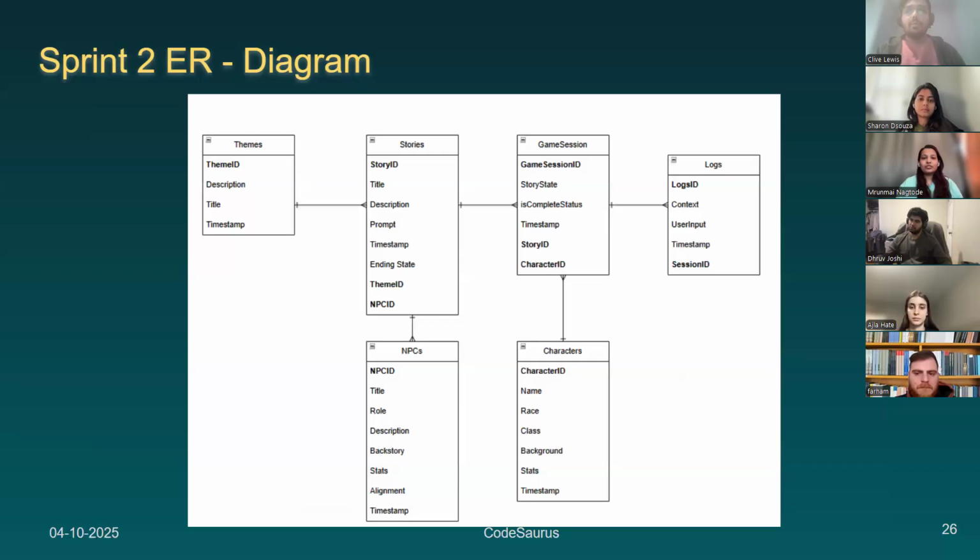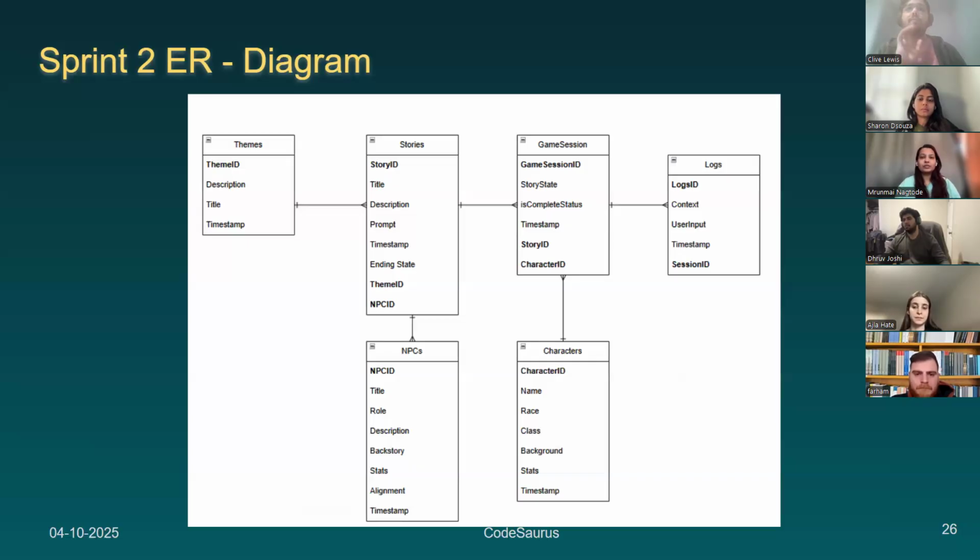Then we come to relationships, where there's a one-to-many relationship from themes to stories, where one theme can have multiple stories associated with it. Then stories to game session, where one story can have multiple game sessions played based on it, which is indicated by the line connecting story ID in stories to story ID in game session. Then there's game session to logs, where one game session can have multiple log entries, which is indicated by the line connecting game session ID in game session to session ID in logs.